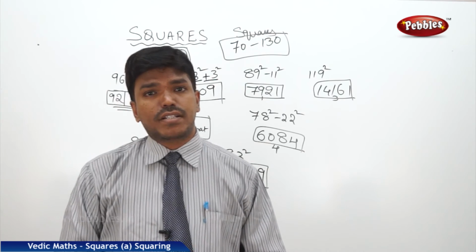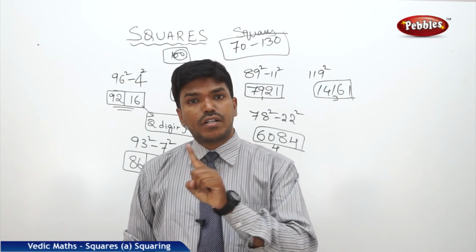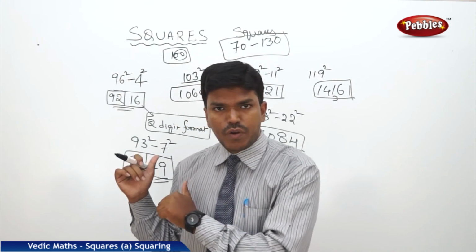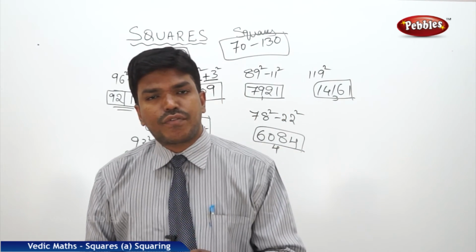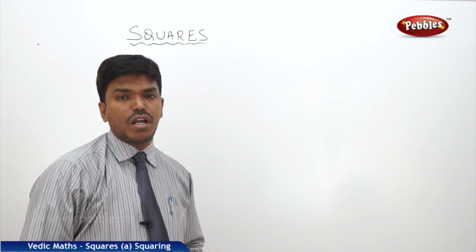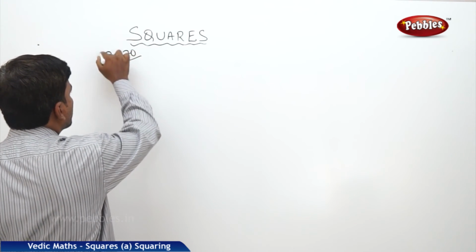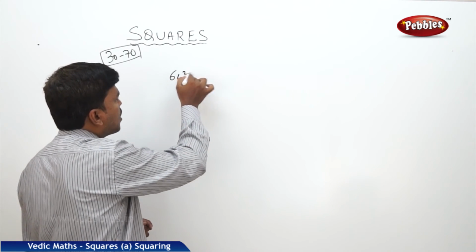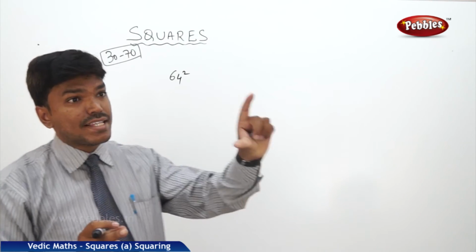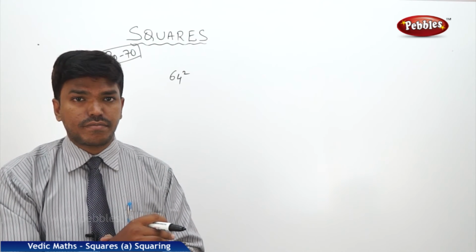Now we will discuss the squares from 30 to 70. Now what we discussed was only from 70 to 130, right? Now we will discuss how to calculate the squares from 30 to 70. Let us take some number, 64 square. If you compare 64 with the base 100, how much less is it? 36. Yes or no?